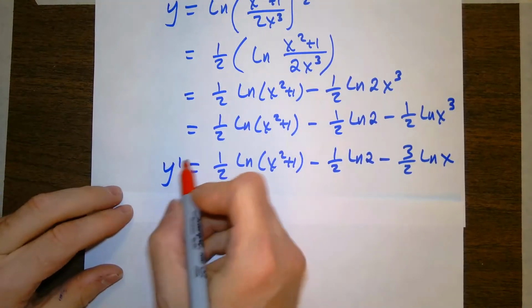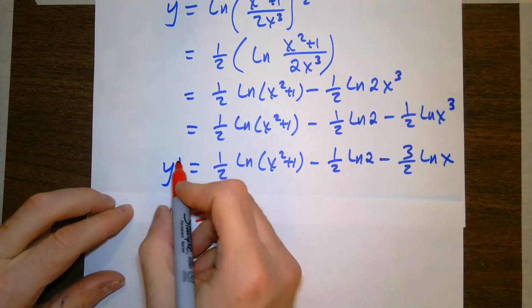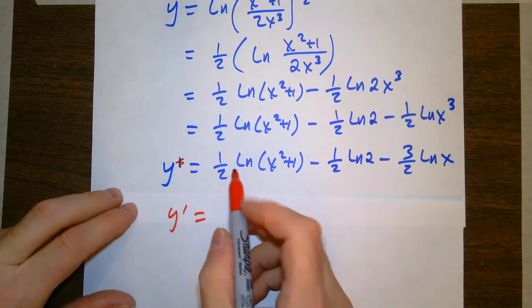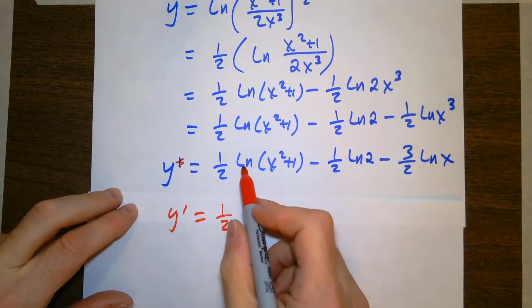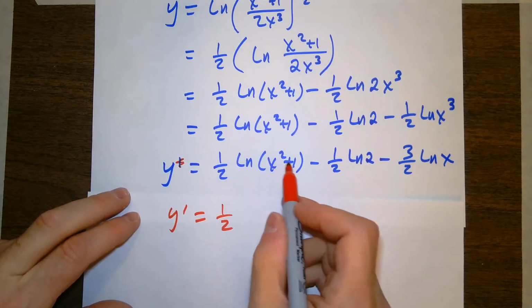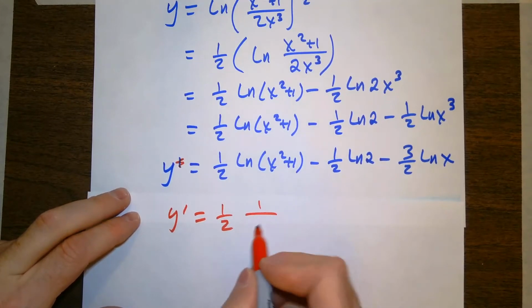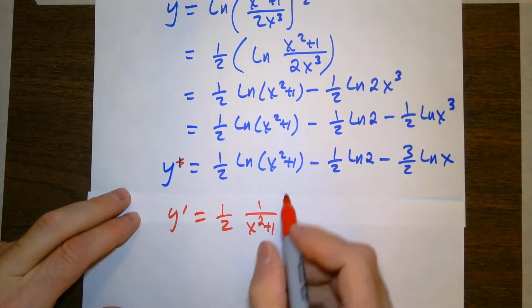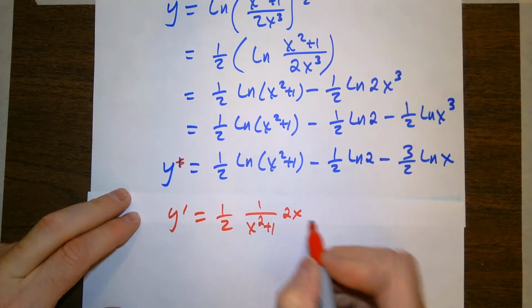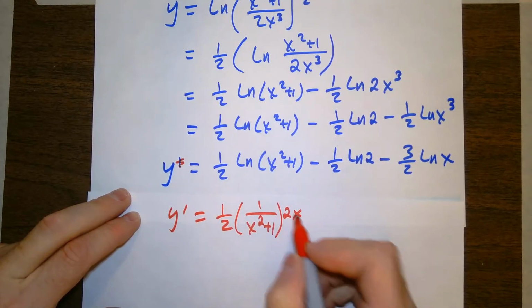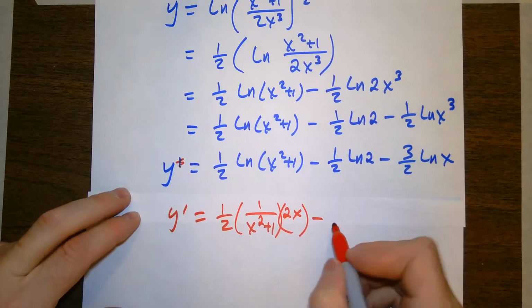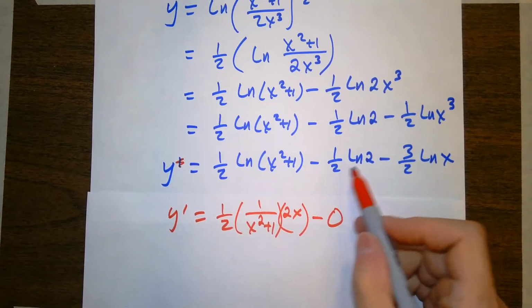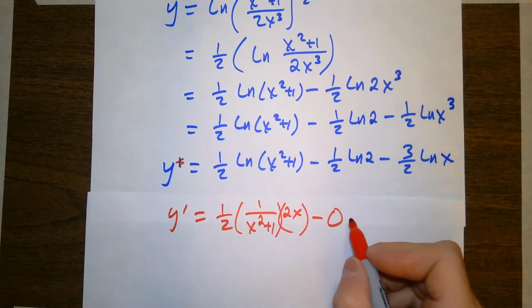So, whoops, that shouldn't be a y prime yet. It should be a y prime here. That should not be a y prime. Now, the 1/2. What's the derivative of the natural log of x squared plus 1? It's going to be 1 over x squared plus 1 times the derivative 2x. Minus nothing. The derivative of a constant is nothing.